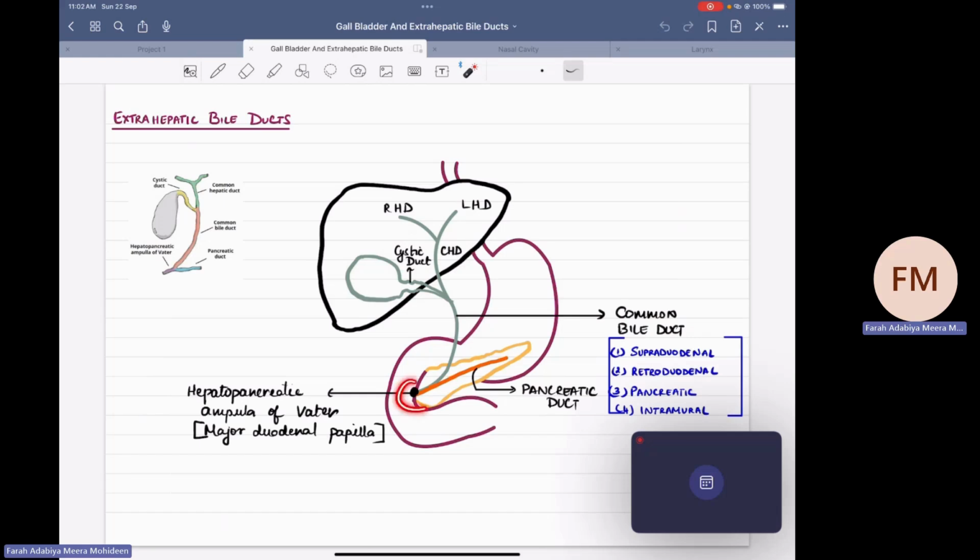Now, the end point of the common bile duct is the papilla of Vater. It is in the duodenum. It is a common opening for your pancreatic duct and your common bile duct. So your pancreatic enzymes also flow into your duodenum through the major duodenal papilla, which is also called the papilla of Vater or hepatopancreatic ampulla of Vater.